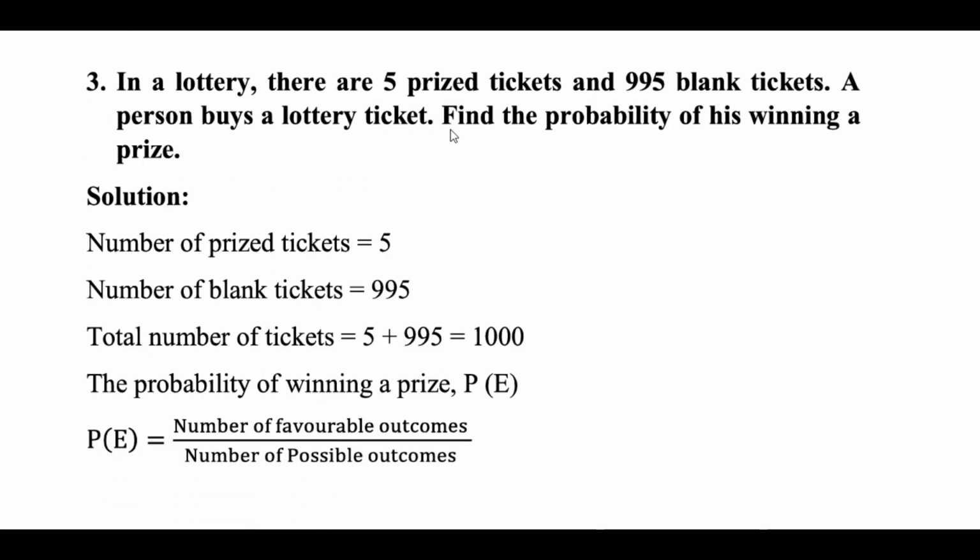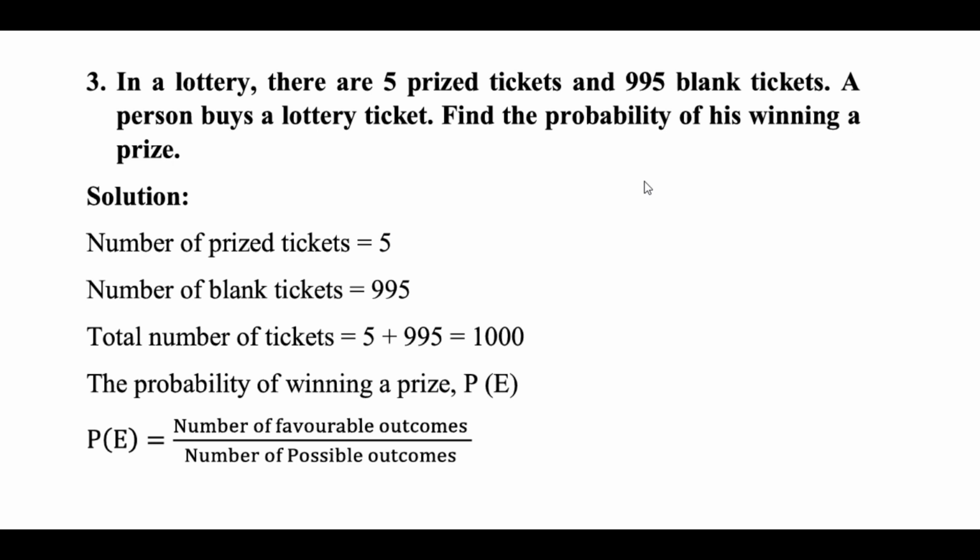In a lottery, there are 5 prize tickets. There are 5 prize tickets, that is the 5 tickets for which the candidates will get a prize, and 995 blank tickets. Okay. A person buys a lottery ticket. Find the probability of his winning a prize.